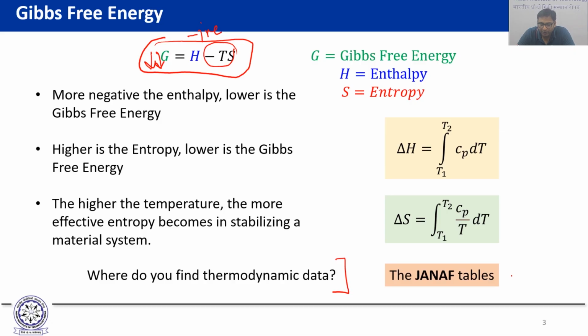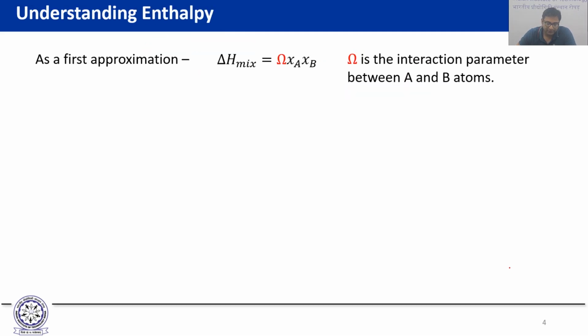And one of the important sources for thermodynamic data, which is available open access, and I think it's maintained by NIST, is the JANAF tables. So you can go look up the JANAF tables and you will get the values of formation enthalpy, you will get the values of Gibbs free energy, and so on and so forth. So if you are able to get the values of formation enthalpy, let us see what this actually means.